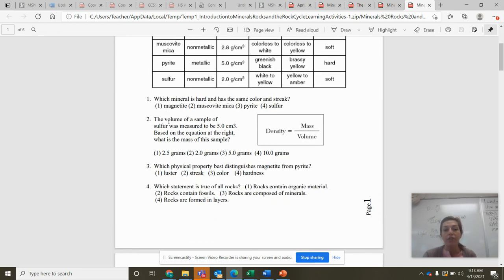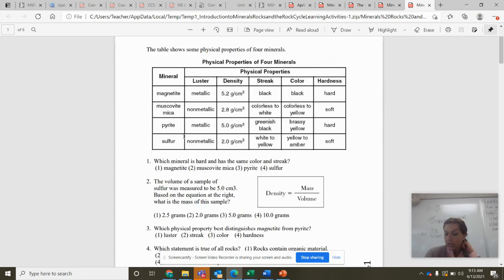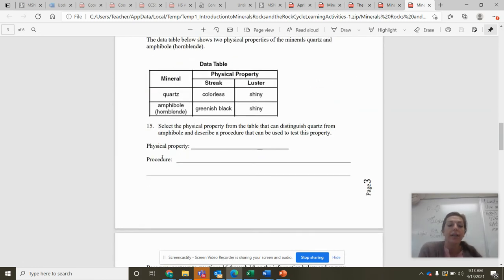You do not have to do number 2. Okay, I want you to complete all of this, and when you get to this part, it's going to ask you about the procedure of how to test a streak. Remember, we test the color of a streak by striking the mineral on a piece of porcelain, and that will tell us the color of the streak.